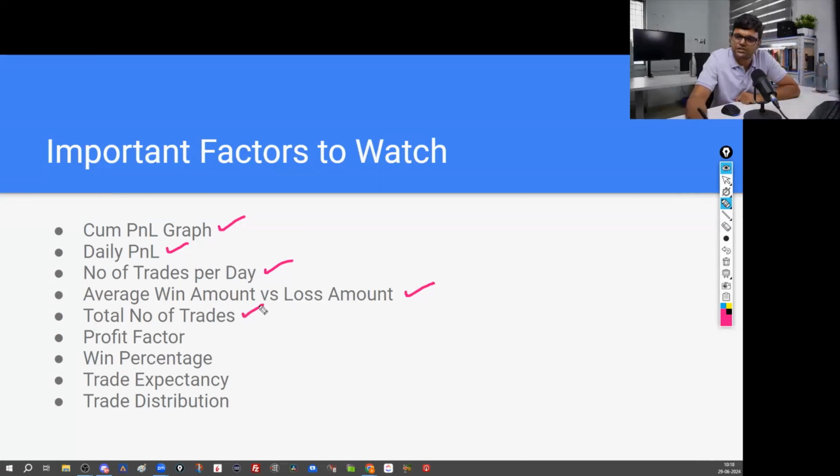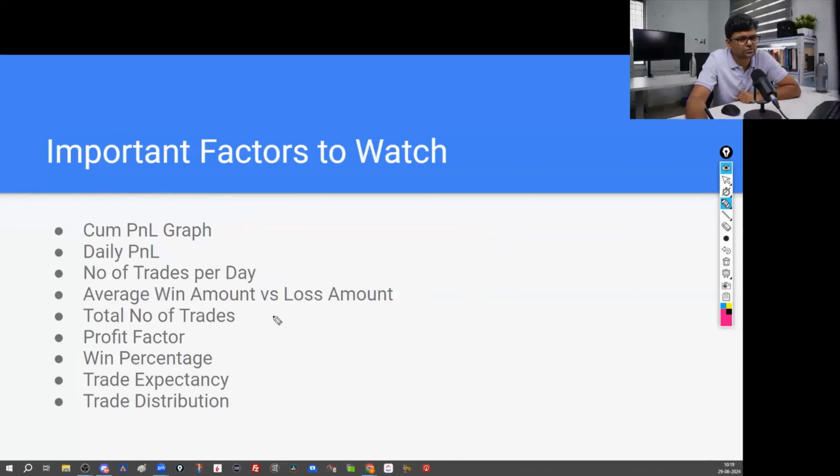Total number of trades you took. How many trades you took in the month of June versus in the month of May, April, March. What is the trend? Are they too much? Are they too little? What is the trend? What are you doing with the number of trades in a month? Okay, we will be looking at a month trading, so that's what I'm using.